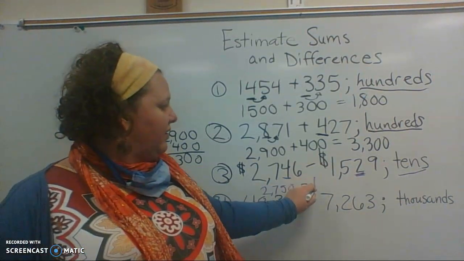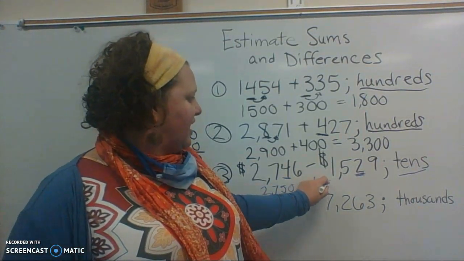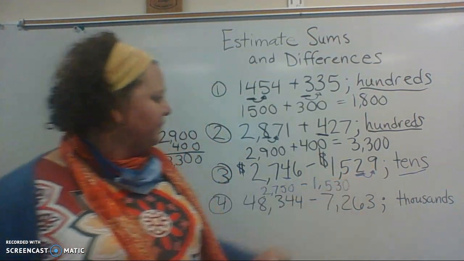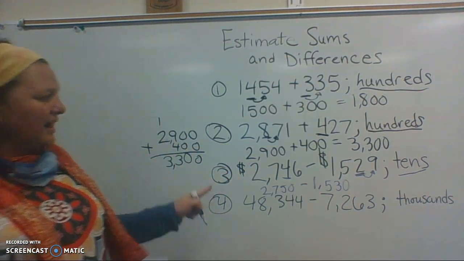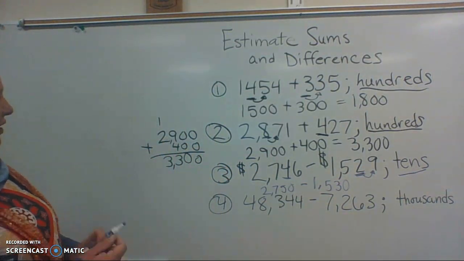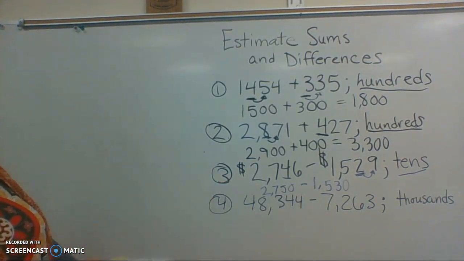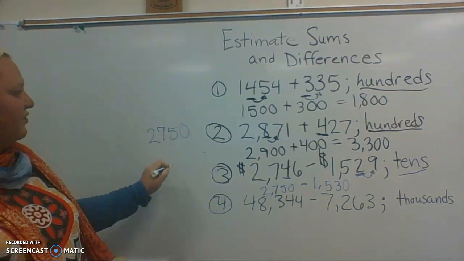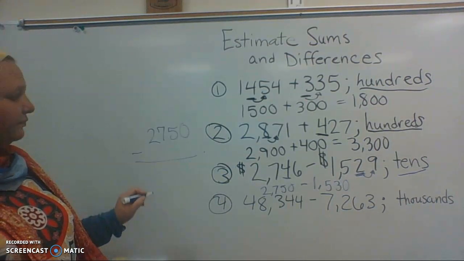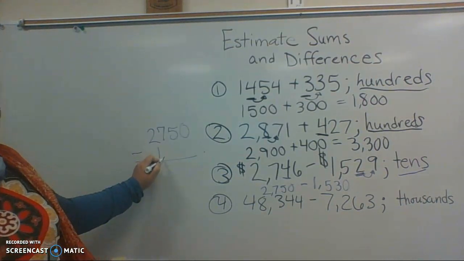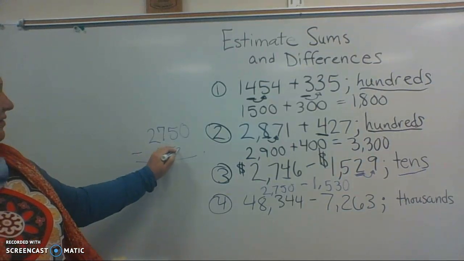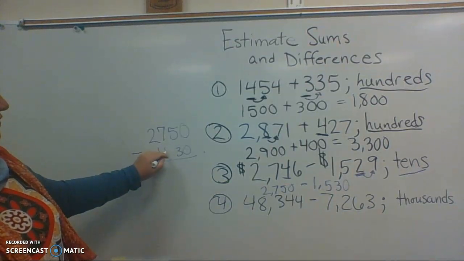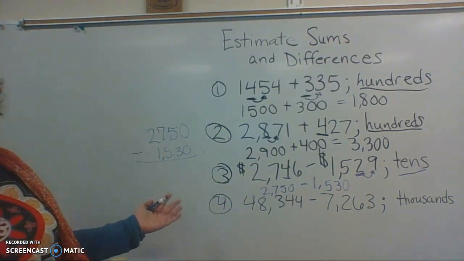minus 1,500. Oh, and that's going to bring that 2 up because it's a 9. So we have 1,530. And again, this is a subtraction problem. So I think I'm going to bring it over here. Erase that one. And we're going to go 2,750 minus 1,530. Making sure that everything's lined up. That 5 could actually go under the 7 a little bit better. There we go. And now we're going to subtract, okay?